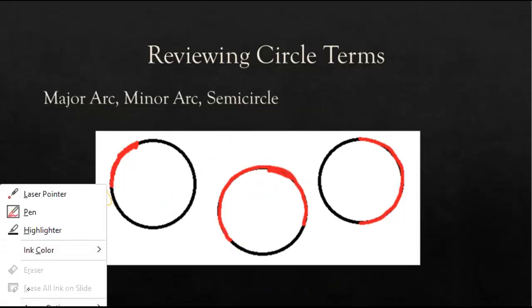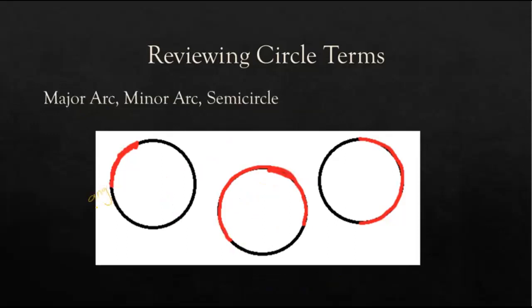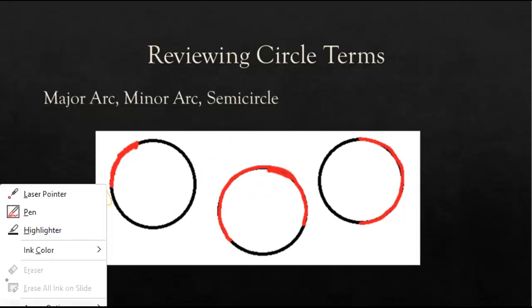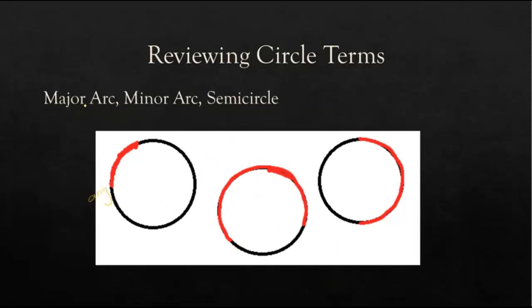Major arc, minor arcs, and semicircles. So a major arc is going to be more than half the circle. This red one right here is going to be a major arc. The minor arc is going to be less than half the circle. So this red over here is a minor arc. And a semicircle is going to be exactly half. So this red one here is a semicircle and the black is a semicircle. If this major arc is red, then the black will be a minor arc.